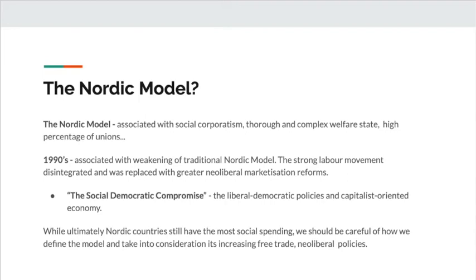oriented economy. So even though overall in terms of the study, Nordic countries still have the highest levels of social spending, I think it's important to bear in mind that the growth of these neoliberal concepts and free marketization and decrease in unions, etc., all of these changes took place during the time of the study. I think that it's really important to bear this in mind when analyzing the results of the Nordic model.